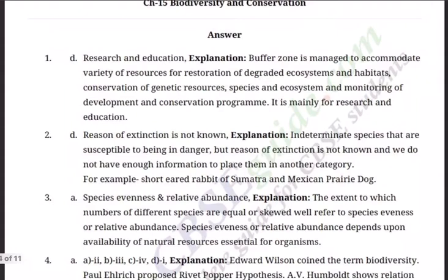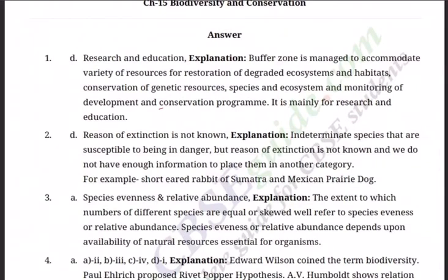So now let's see the answers. One, we said answer D, research and education. Buffer zone is managed to accommodate variety of resources for restoration of degraded ecosystems and habitats, conservation of genetic resources, species and ecosystem, and monitoring of development and conservation program. It is mainly for research and education.